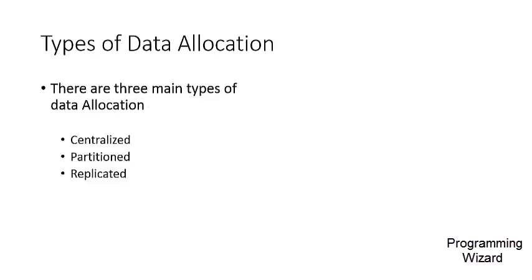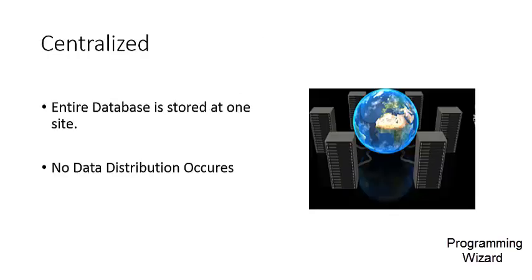We mainly have three types of data allocation. First is centralized, second is partitioned, and third is replicated. First, centralized. It is the type in which the entire database is stored at one site. No data distribution occurs. As you can see in the picture, data is centralized, and six companies are collecting data from the centralized database server.